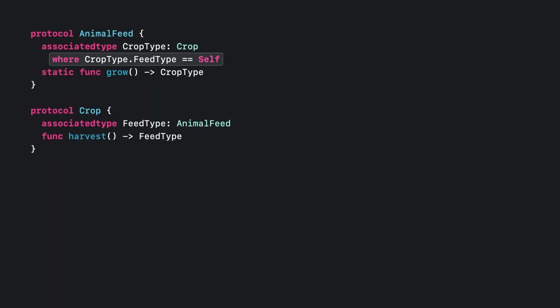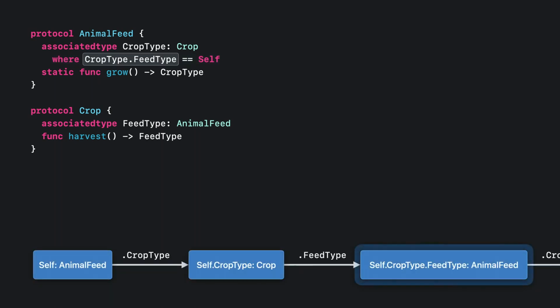We can express the relationship between these associated types using a same type requirement written in a where clause. A same type requirement expresses a static guarantee that two different, possibly nested associated types must in fact be the same concrete type. Adding a same type requirement here imposes a restriction on the concrete types that conform to the animal feed protocol. In this same type requirement, we're declaring that self.croptype.feedType is the same type as self.